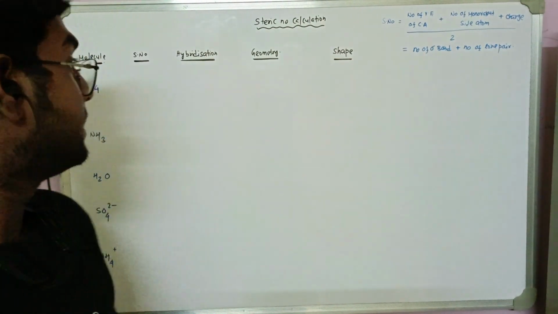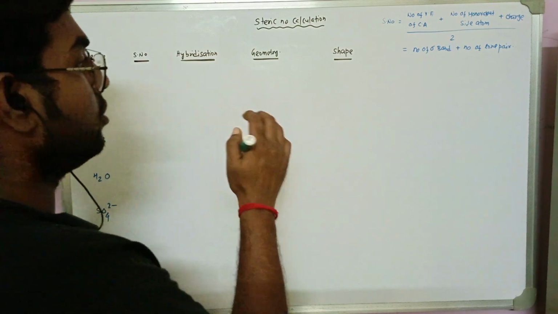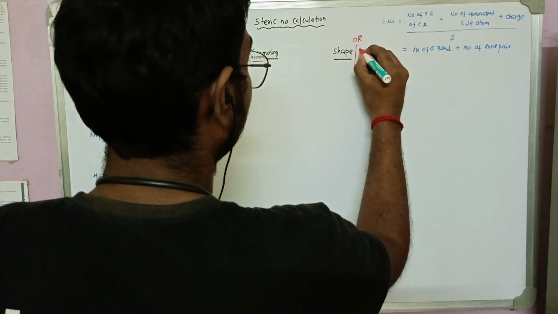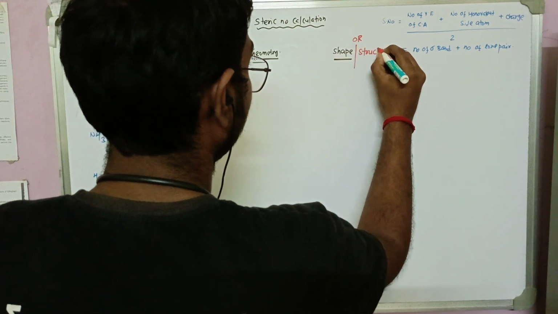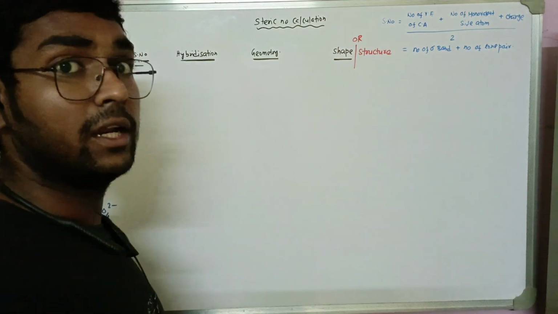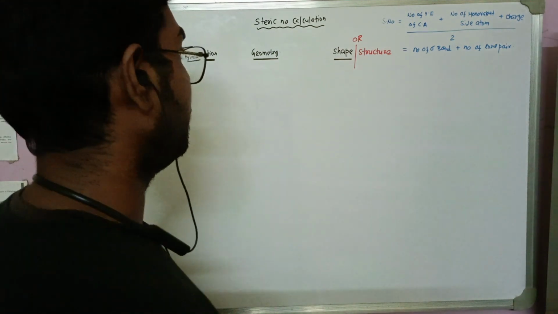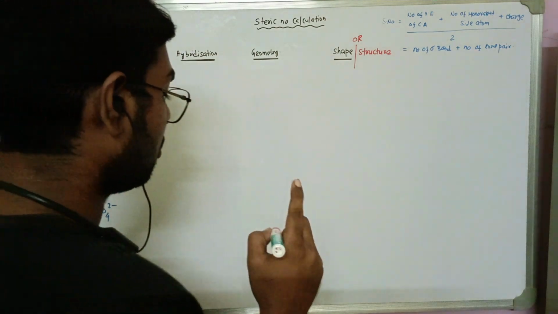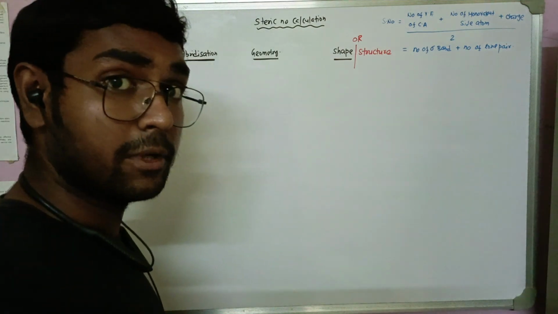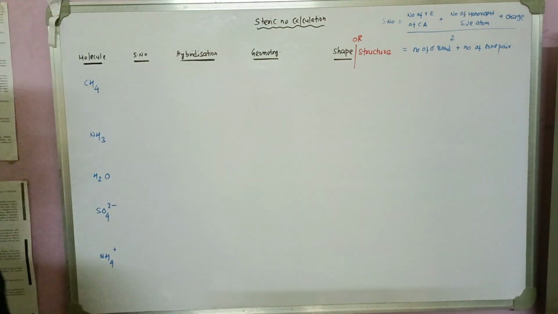So now to discuss the geometry and shape, we know that the geometry and shape, or we can say the shape or structure, are different because in geometry we consider both the bond pairs and lone pairs, which is directly related to the hybridization, and for the shape and structure we have to consider only the bond pairs. So if a molecule contains sp3 hybridization, it will have the geometry fixed to be tetrahedral, but the shape can differ depending upon the number of lone pairs.